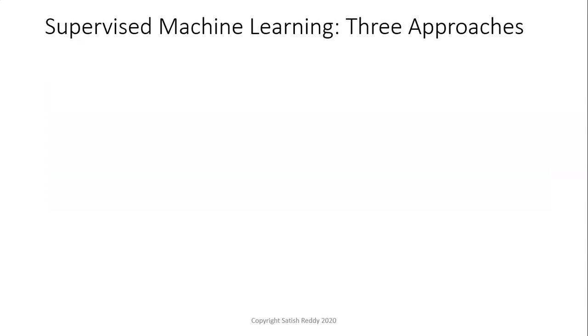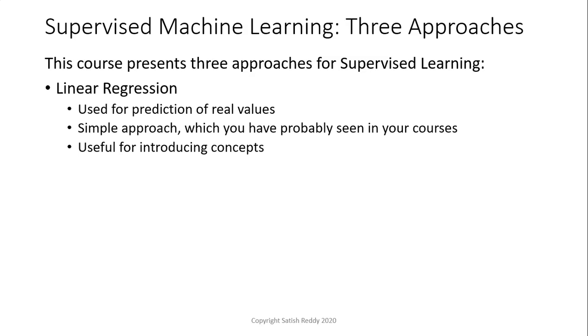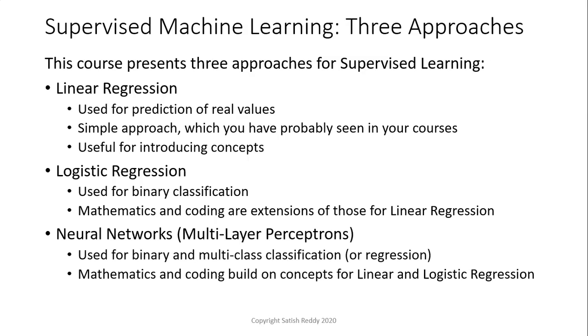Okay. So in this course, we're going to review 3 approaches for supervised learning. The first is linear regression, and it's used for prediction of real values. It's a simple approach, which you've probably seen in your courses, and it's very useful for introducing concepts. We're next going to move on to logistic regression. It's used for binary classification. The mathematics and coding are extensions of those for linear regression.